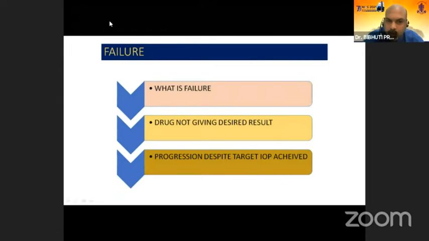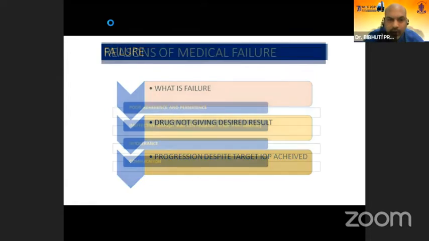So the question comes, what is failure? Failure is a drug not giving the desired result, or a treatment protocol which is not giving the desired result. Progression despite target IOP: we see a lot of patients who are showing progression even though target IOP is achieved. So we have to pinpoint why that is happening.